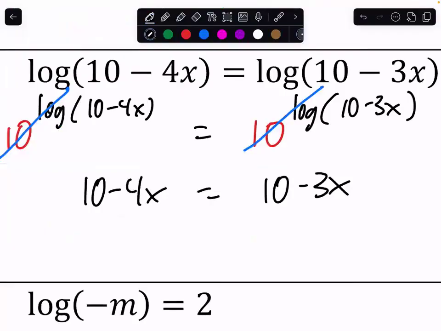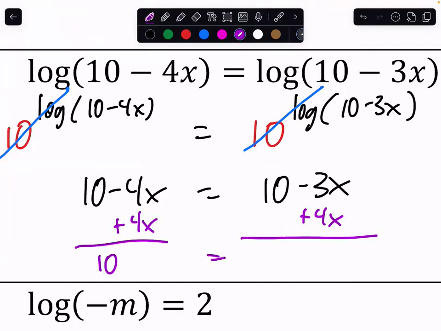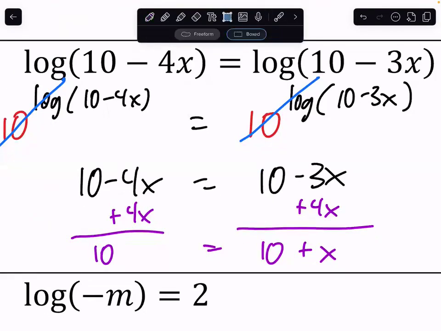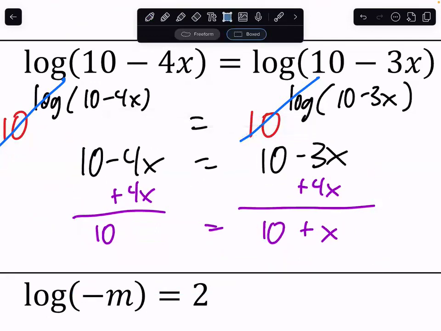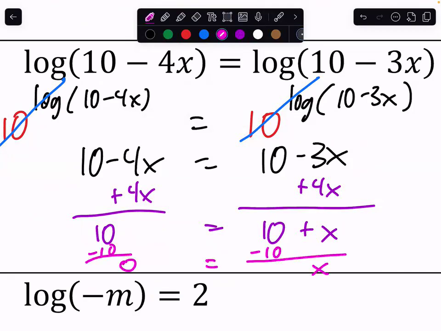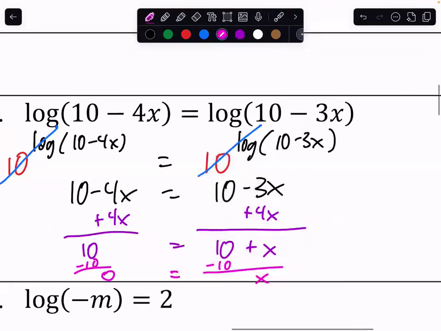Now just like the previous problem, when you have x terms on both sides, you want to get rid of them on one side by either adding or subtracting. So maybe I'll add 4x to both sides. Some of you may have done plus 3x instead. That's also fine. Negative 3x plus 4x is positive 1x. Then I want to get the x by itself, so I'll subtract 10 from both sides. So we end up with x equals 0.